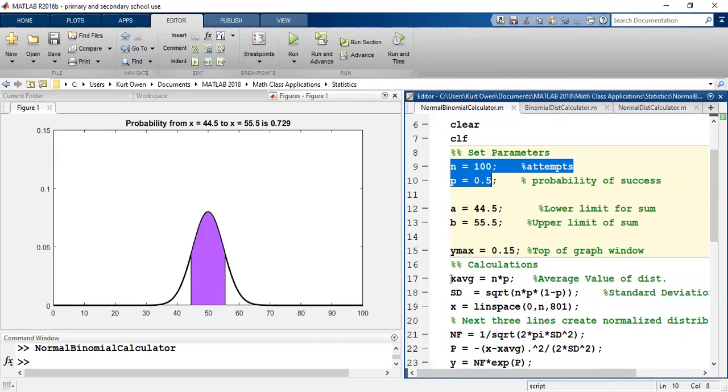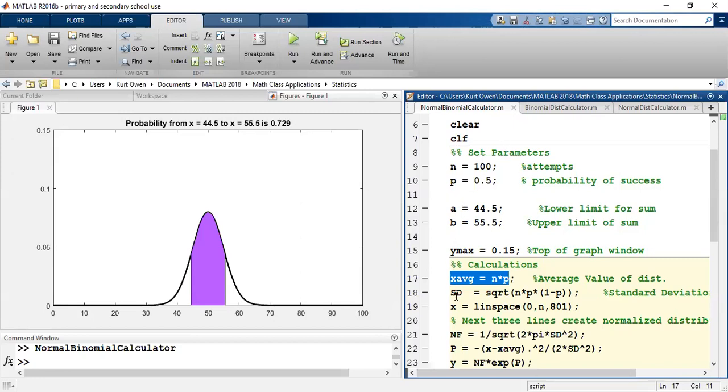So it may be fairly obvious that the average value is simply the number of attempts and the probability for success. So in this case, if I have a 50-50 chance of getting heads and I toss the coin 100 times, my average number of heads should be 50. All right, that's what it means to have a 50% probability of getting heads. If you were to toss it 100 times, you'll get 50 of them.